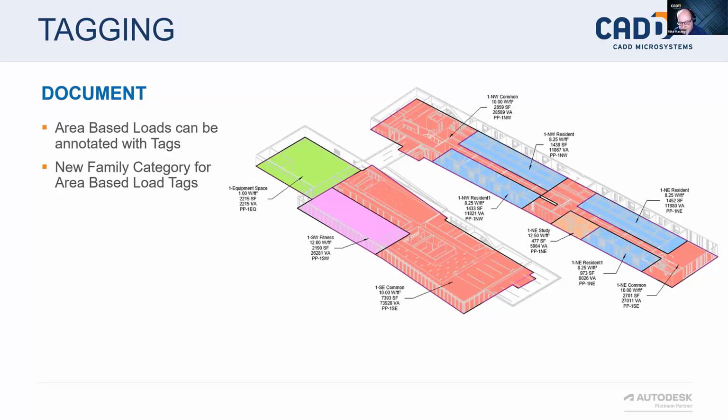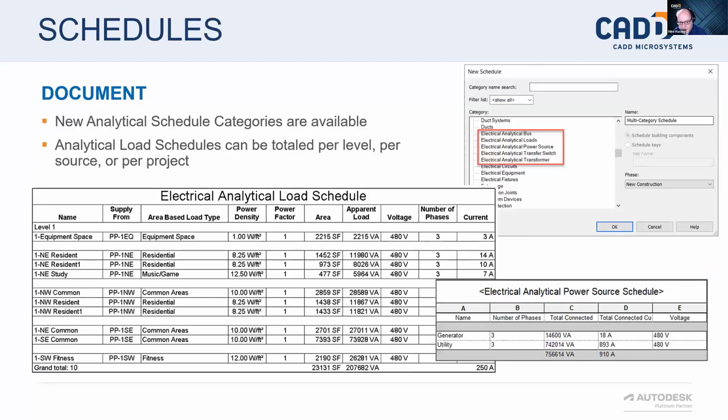In this case, I've got the actual name of the area load in there. I've got the power density, I've got the square footage, I've got the total load, and also the panel source as far as which panel these loads are connected to. So again, a lot of information can be included in just tagging a floor plan. And then also we can create schedules.